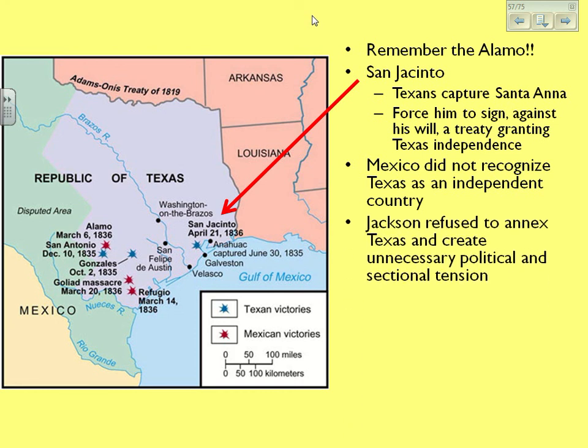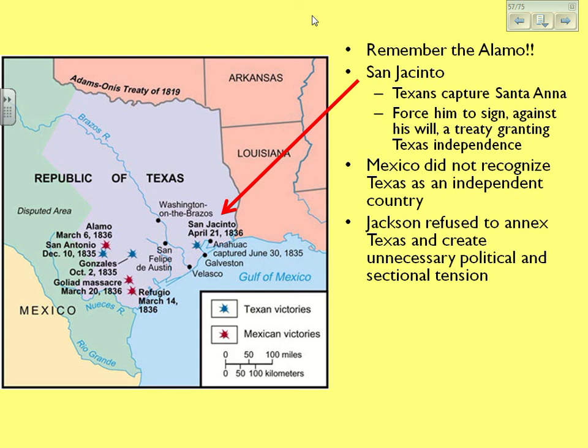Now, Andrew Jackson is president at the time. This is near the end of his term. He refused to annex or add Texas to the United States as many of the Americans in there would have liked. They would have liked to have joined up with the United States. But Jackson just says no, it would be admitting another slave state into the Union. It's just going to create unnecessary political and sectional tension, and there's no point in doing so at this time.